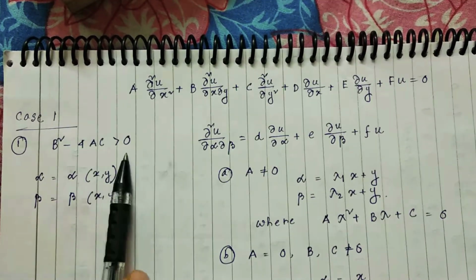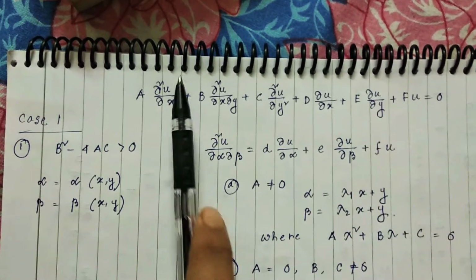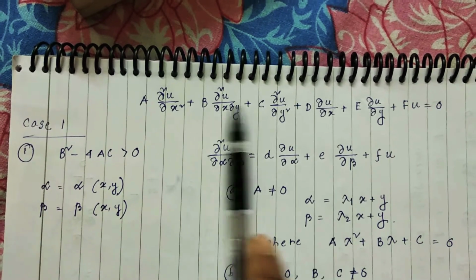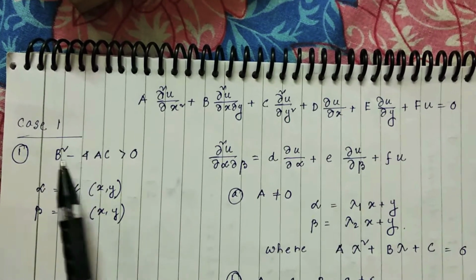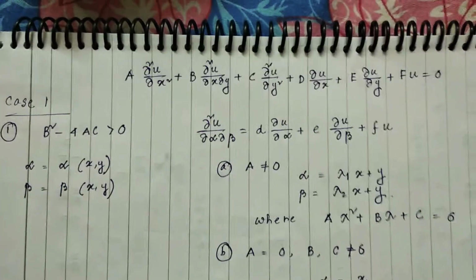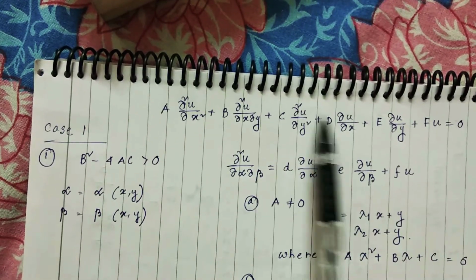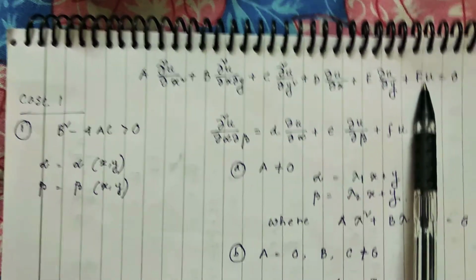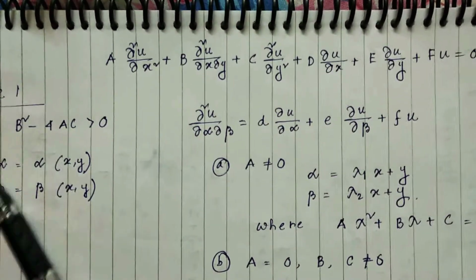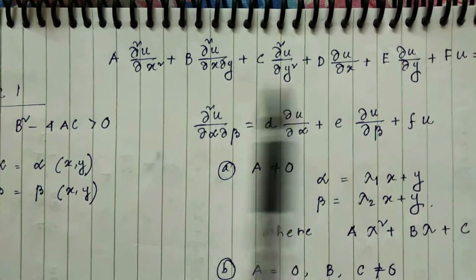Hyperbolic case is b square minus 4ac greater than 0. You have given this equation, firstly you identify a, b, c, d, e, f, and then you calculate b square minus 4ac. If it is greater than 0, then this equation is hyperbolic, and you at once know that this equation can be reduced to this thing. You see, 6 terms were there in the main equation, but after some transformation you can reduce to only 4 terms in this way. This is the standard form.